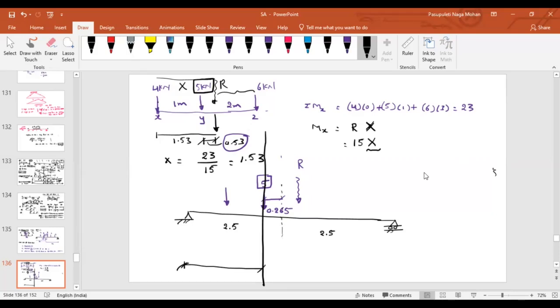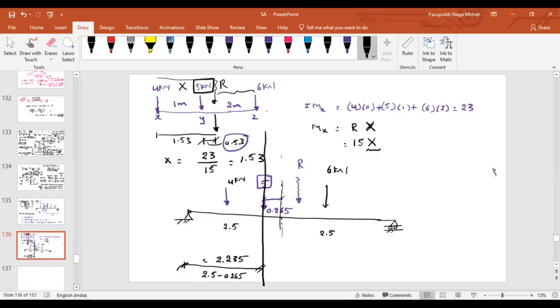Can I find this distance or not, from one end to the 5 kilonewton load position? 2.5 minus 0.265. How much will it be? 2.235. Now can I find the remaining positions of the loads? 4 kilonewton. And what about this? 6 kilonewton. Can you redraw it in another slide?